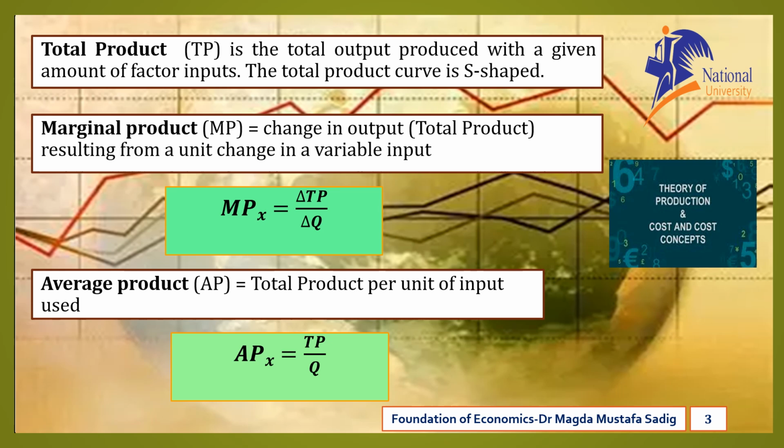These three concepts help businesses decide how many workers to hire, when to stop expanding, and how to plan for efficient production.